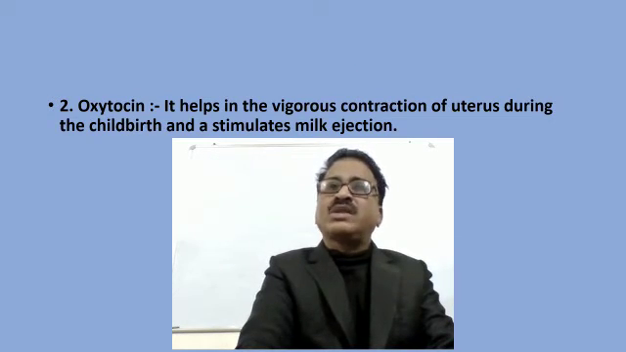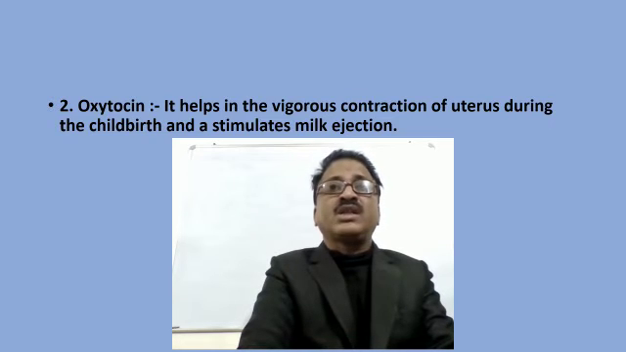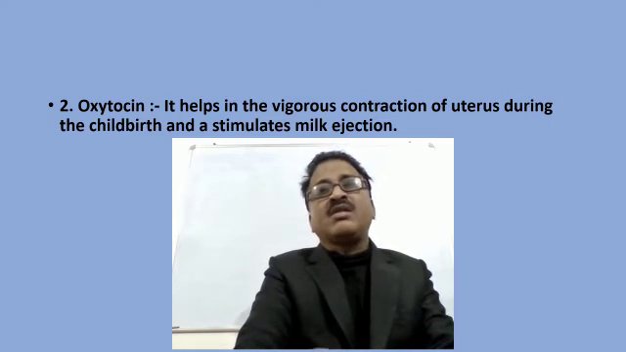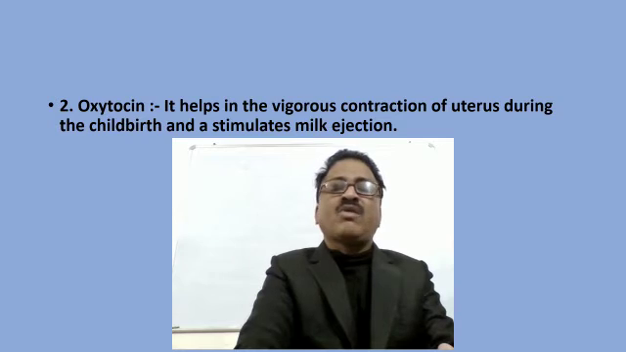Next, about oxytocin. It helps in the vigorous contraction of the uterus during childbirth, and it also stimulates milk ejection. And for milk secretion, we have studied prolactin, that stimulates the cells to secrete milk. But oxytocin stimulates the ejection of milk from the gland through the nipple of the female. So these are the roles of different hormones secreted by the pituitary gland.